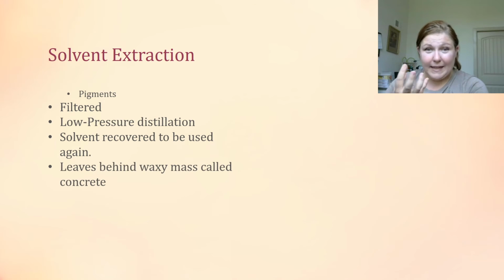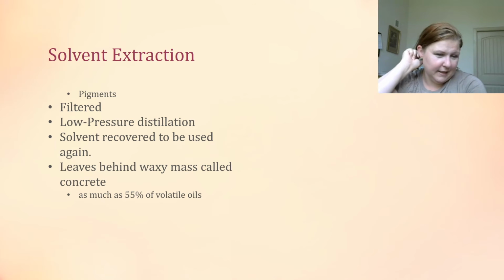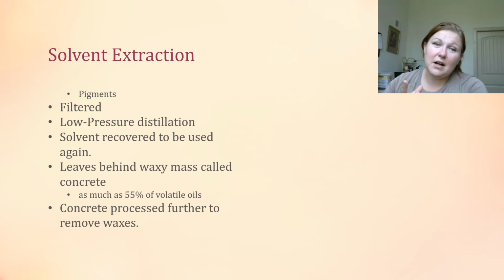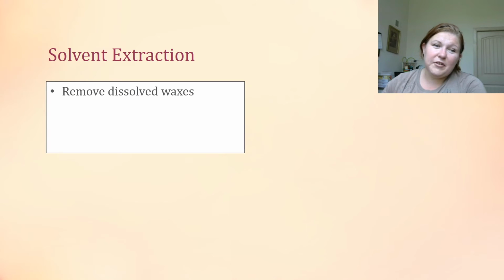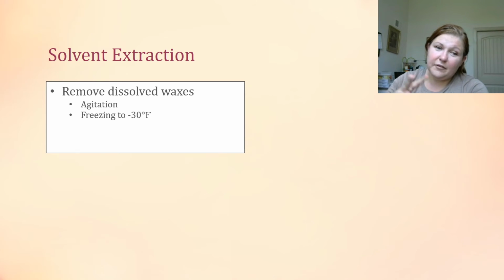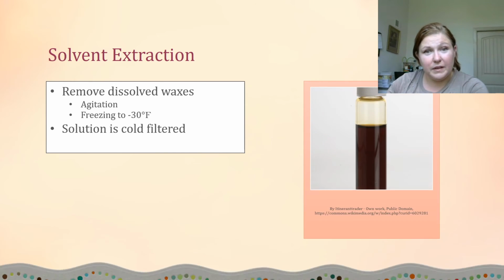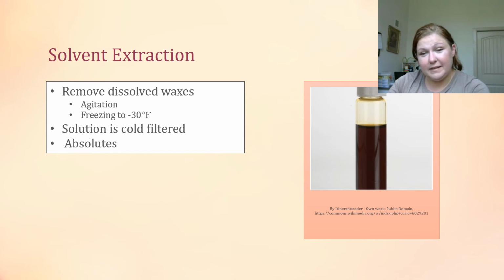This leaves behind a waxy mess called concrete. And it can contain as much as 55% volatile oil. So the concrete is then processed further to remove waxes. After that, the waxes that were dissolved get removed by agitation and freezing up to negative 30 degrees Fahrenheit. Then the solution is cold filtered, and you get a really great product called an absolute.